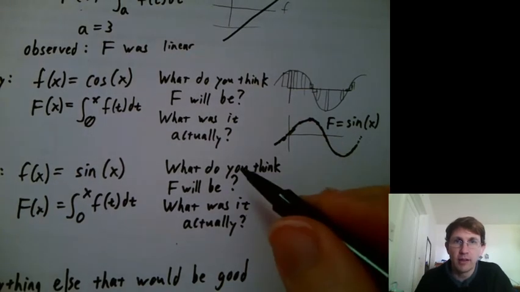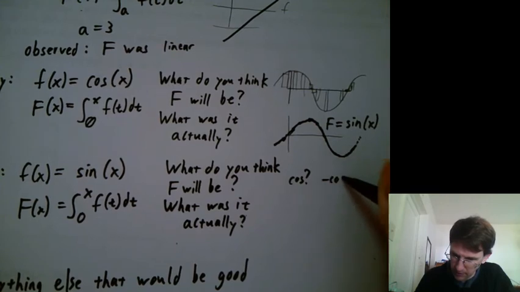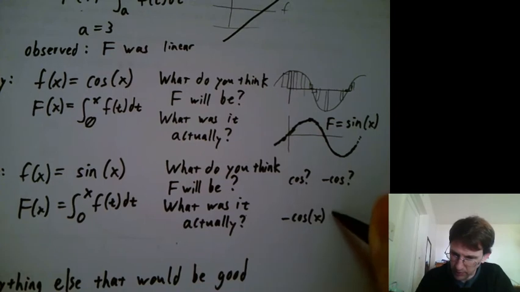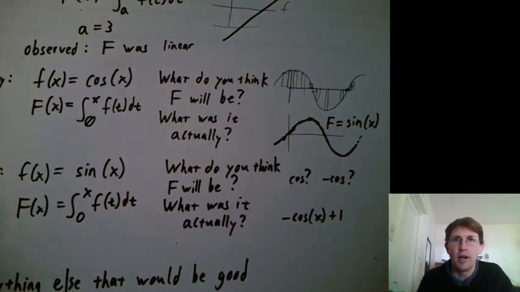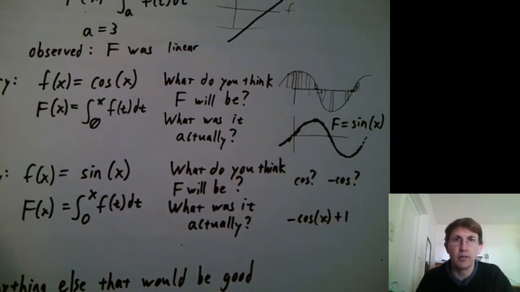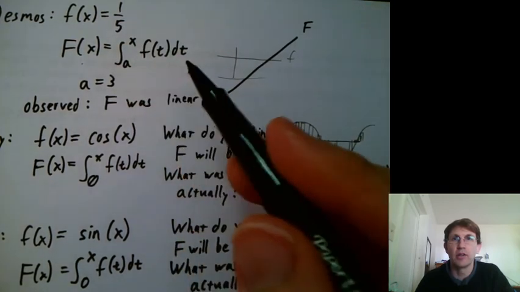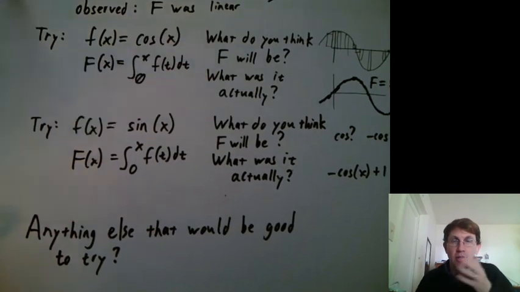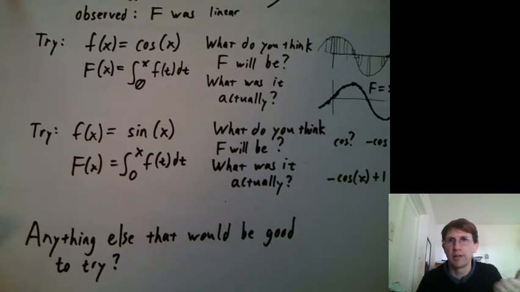So we might have thought that big F would be cosine, or maybe negative cosine. What was it actually? It seemed like it was negative cosine x plus 1. It had a vertical shift to it, which is kind of interesting. So we played with linear, with a constant rate here, and we took the cumulative change so far. We played with some trig. We played in a different video with a linear change rate, and then we got something curved up in one case, something curved down in the other case.